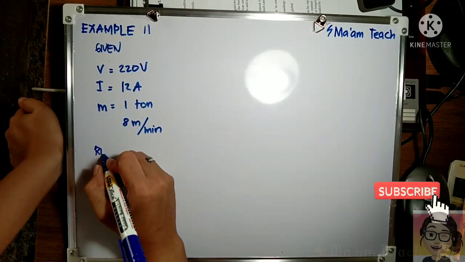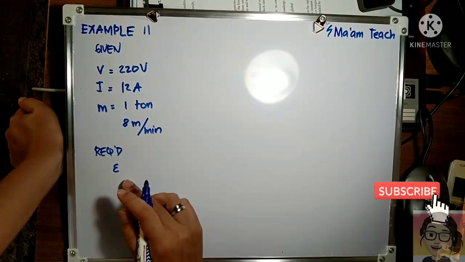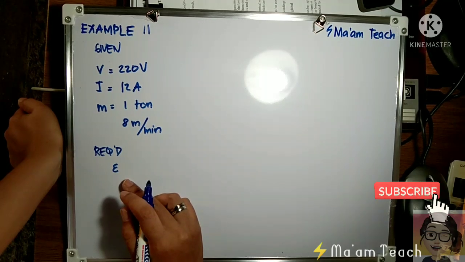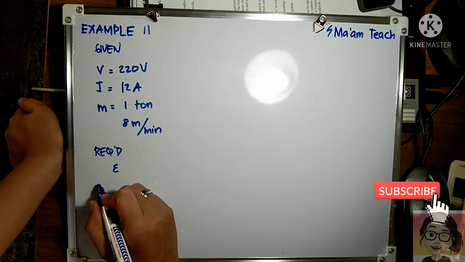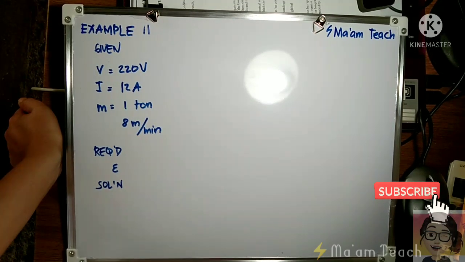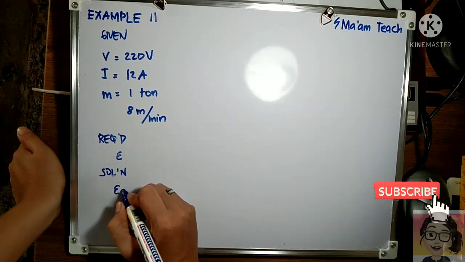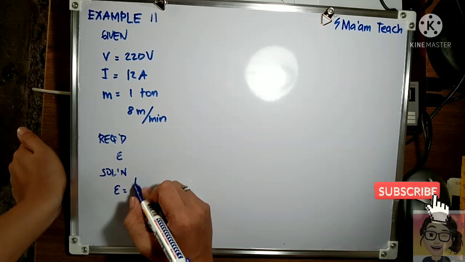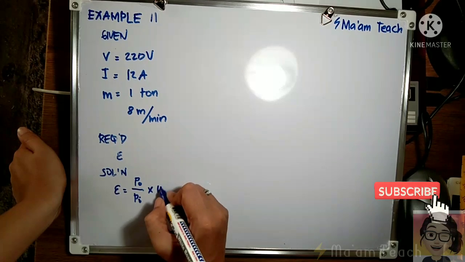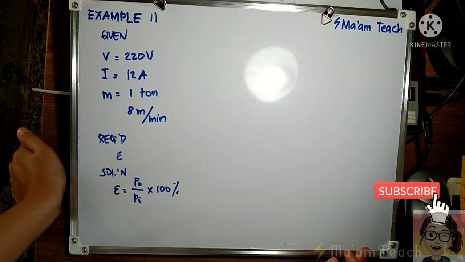So we are required to solve for the efficiency. By the way, this is the symbol for efficiency, class. Epsilon, Greek letter epsilon. Okay, so what will be the formula for this? Recall, class, that efficiency is power output over power input times 100%. Of course, you have to express it in percent form.